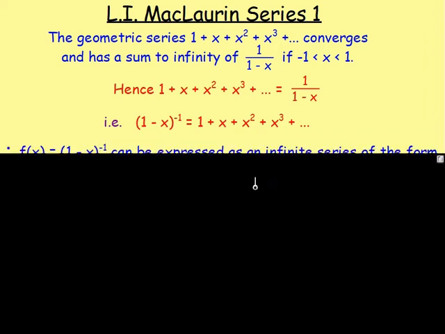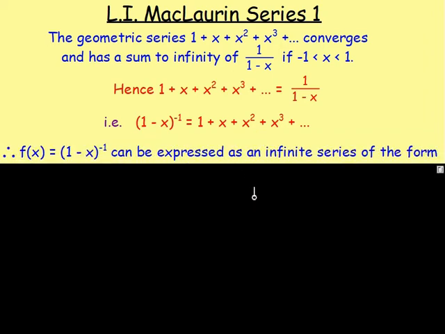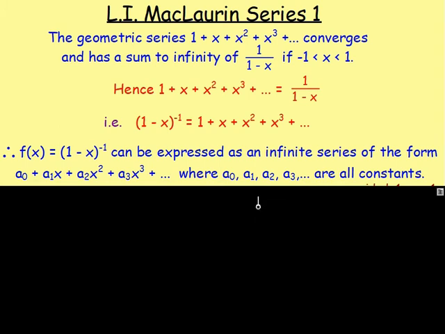So really our function f of x equals (1 take away x) to the power of -1 can be expressed as an infinite series of the form a constant plus a constant times x plus a constant times x squared plus a constant times x cubed and so on. And we call those constants a0, and then a1, and then a2, and then a3. So really we get a0 plus a1x plus a2x squared plus a3x cubed, and so on.